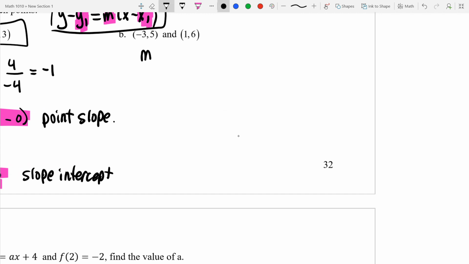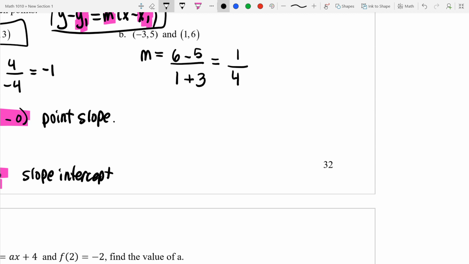So everybody go, m equals 6 minus 5 over 1 minus a negative 3. Minus a negative 3 is a plus 3. 6 minus 5 is 1. 3 plus 1 is a 4. So now I know my slope.